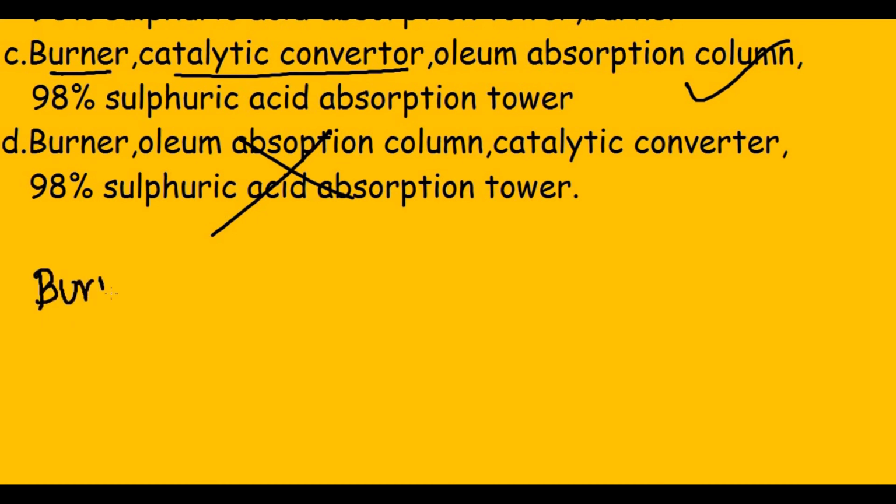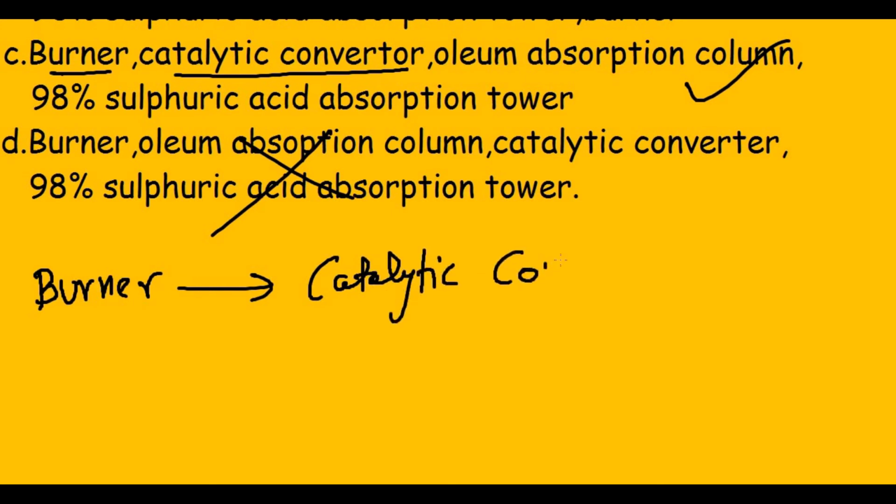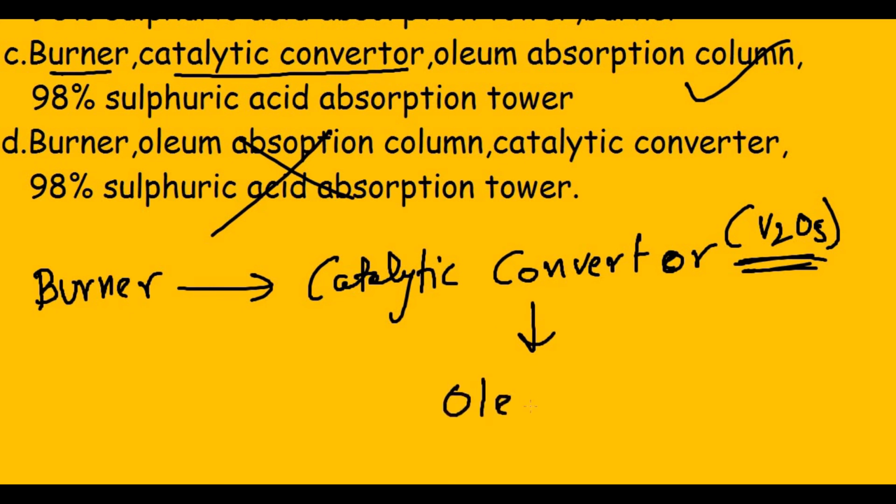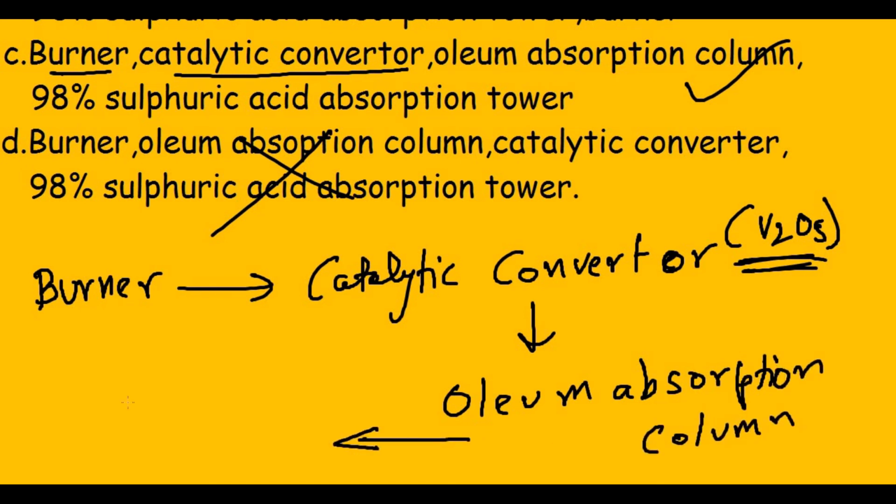First is the burner, then we have the catalytic converter. The catalyst used in sulfuric acid manufacturing, which is the oxidation of SO2 to SO3, is V2O5, vanadium pentoxide. Earlier platinum was used, but because it gets easily eroded, it has been changed to vanadium pentoxide. After the catalytic converter we have the oleum absorption column, and last, after the oleum absorption column, we have the 98% sulfuric acid absorption tower.